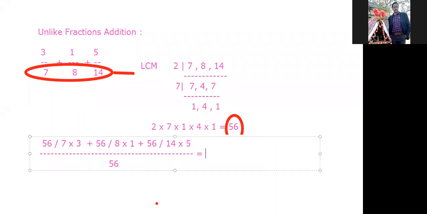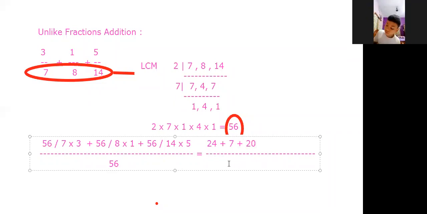So here we get the results like this. First one, 56 divided by 7 is 8. 8 into 3 is how much? 24. Then we have our next number. 56 divided by 8 is 7. 7 into 1 is 7. Then we will add the next one. 56 divided by 14 is 4. 4 into 5 is how much? 20.